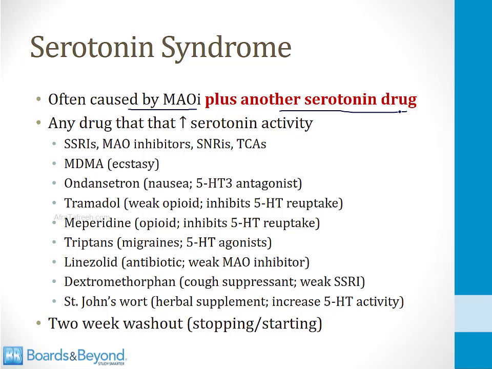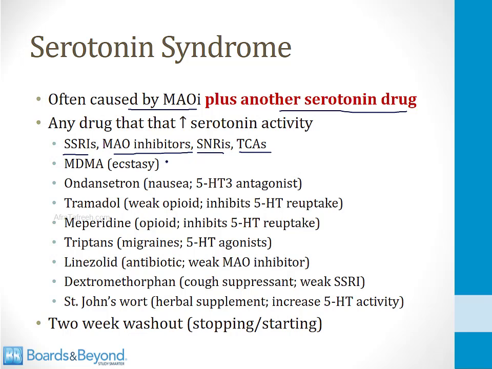So what are some of the drugs or substances that when taken together with MAO inhibitors can lead to the serotonin syndrome? Let's talk about that now. These are all high yield for you to know for step one. So if a patient on a MAO inhibitor took another type of antidepressant like an SSRI or an SNRI, which we'll talk about later, or a tricyclic antidepressant, this could boost serotonin levels to the point that the serotonin syndrome would develop.